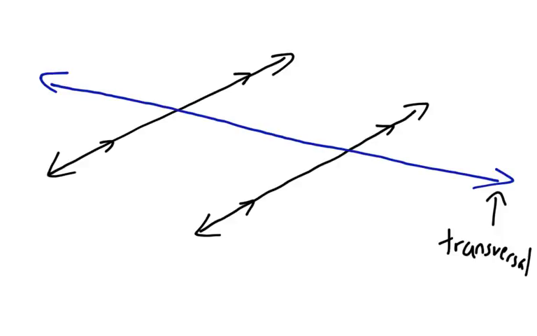And I'll call that cursive letter L. So L is my transversal. Alright, now I'm just going to number these angles. So 1, 2, 3, 4, and then 5, 6, 7, 8. So go ahead and number those with me.